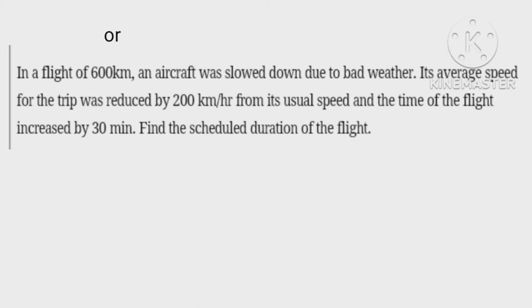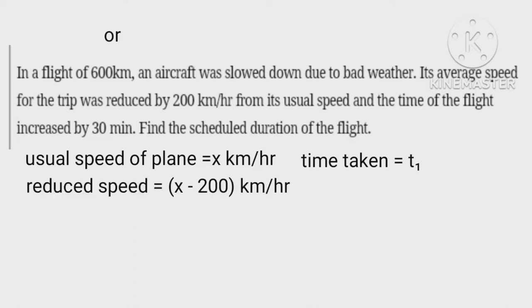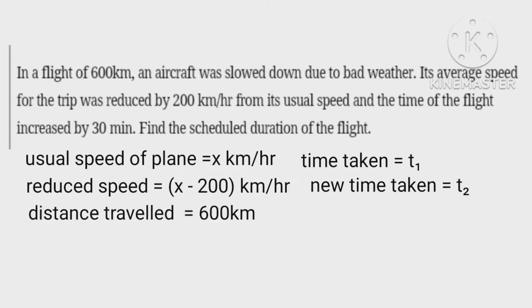Read the question carefully first. Let the usual speed of the plane be x kilometers per hour and time taken equals t. Reduced speed equals x minus 200 kilometers per hour. The new time taken equals t plus 1 upon 2. Distance traveled equals 600 kilometers.